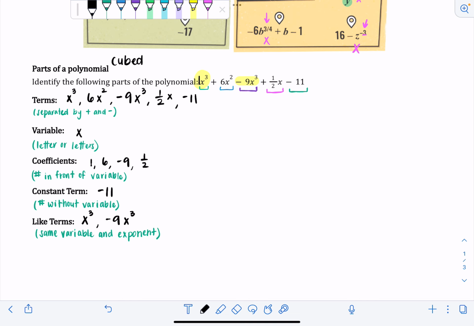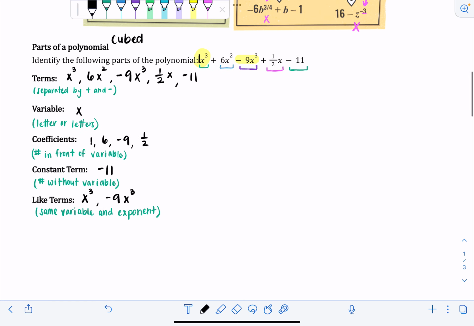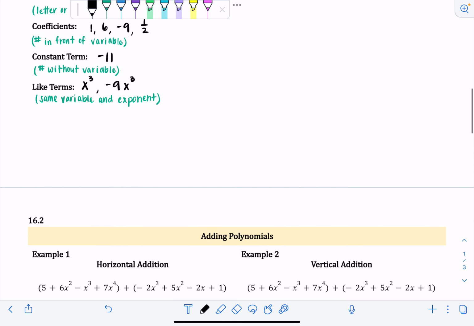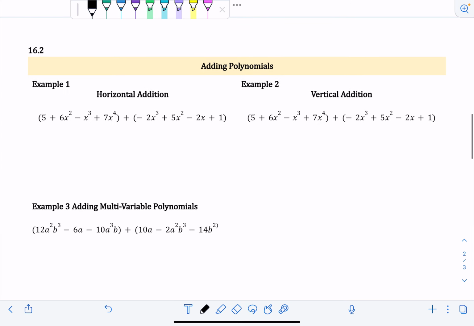Okay, so that's it for 16.1. We're going to go to 16.2. So 16.2 is adding polynomials. There are two different techniques that you can use to add polynomials. I have zero preference on which one you pick. You can pick whichever one works best for you. So I'll show you both.